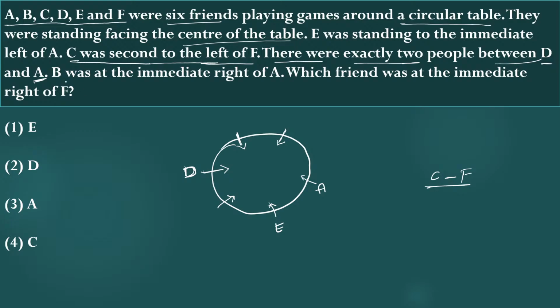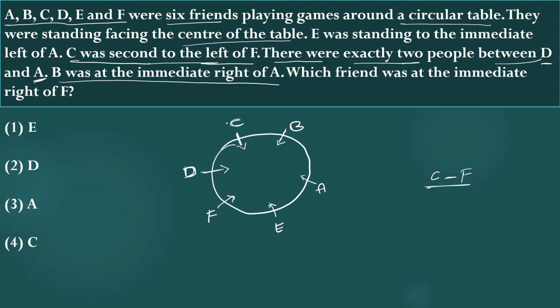Next, B was the immediate right of A. So the immediate left is E and the immediate right is B. Only two positions are pending, and we need to fill them with C or F. If you write F here, there is no possibility to write C, because C is the second to the left of F. So we write F here, and C is the second to the left of F. So this is the seating arrangement in which they are playing the game.